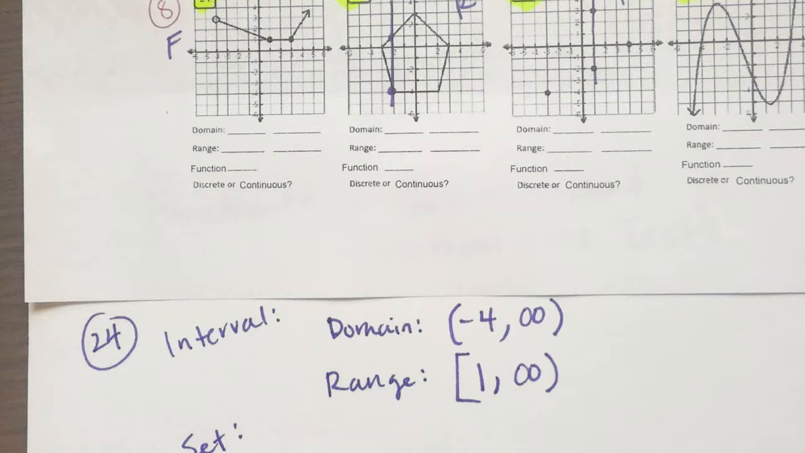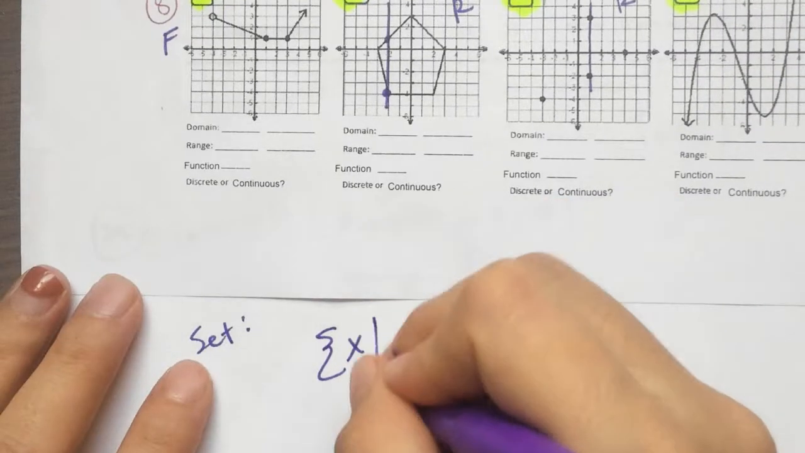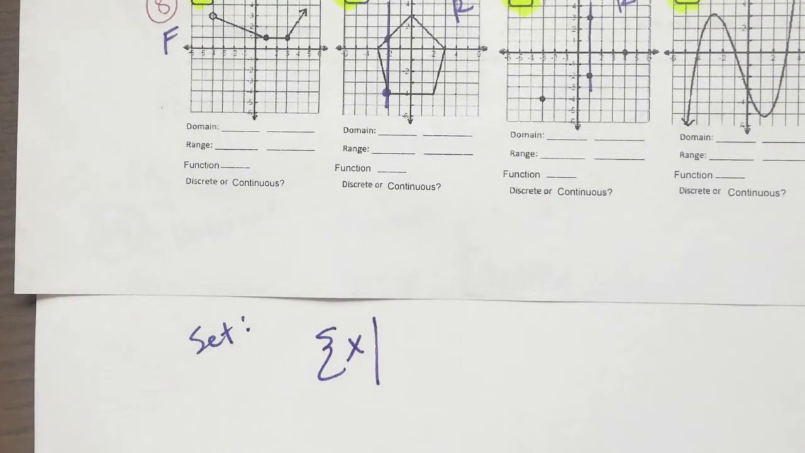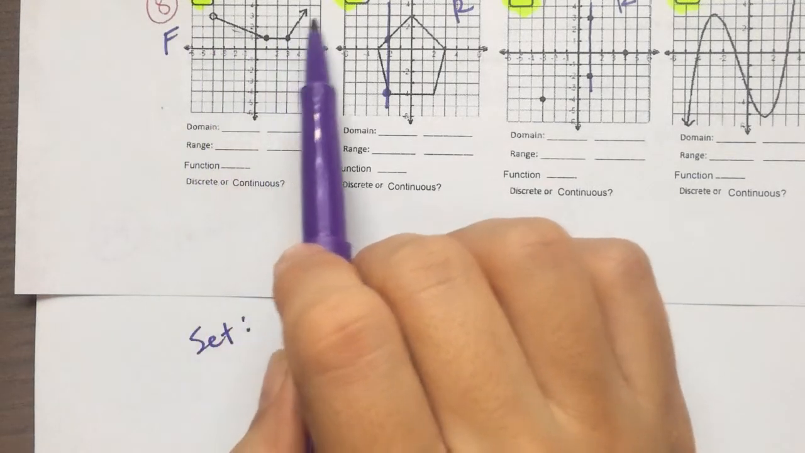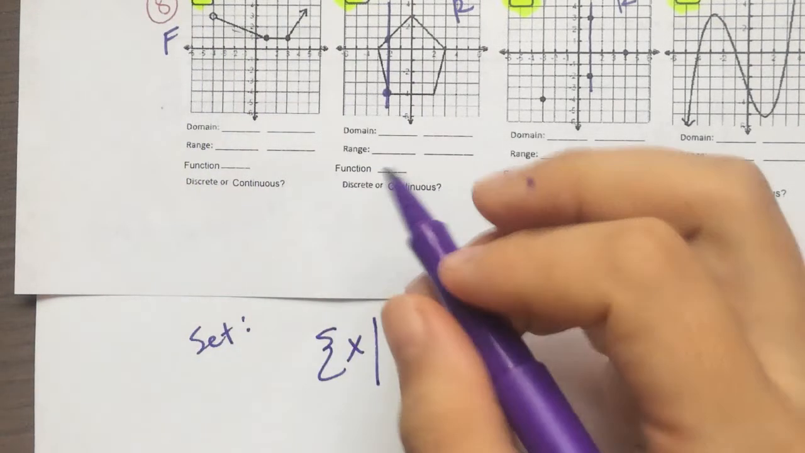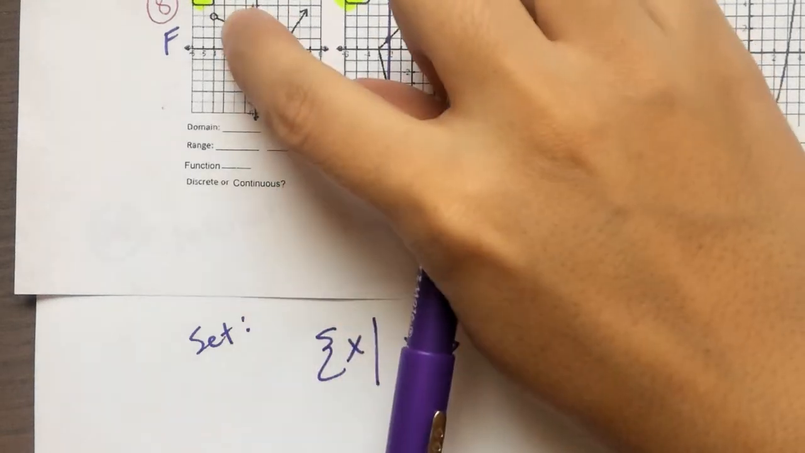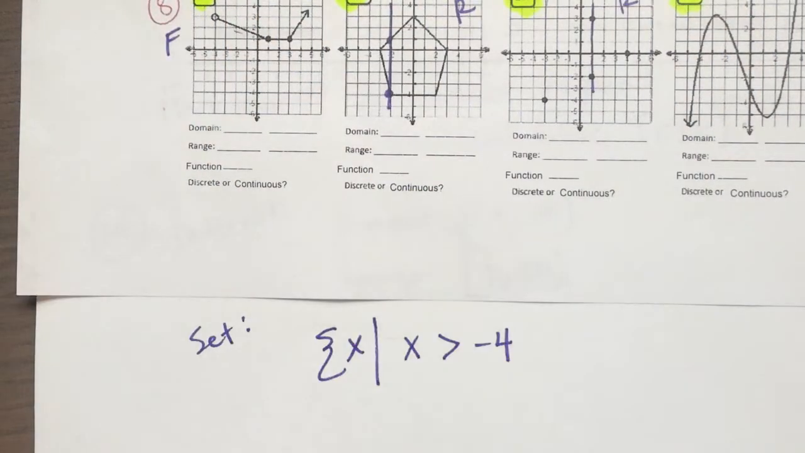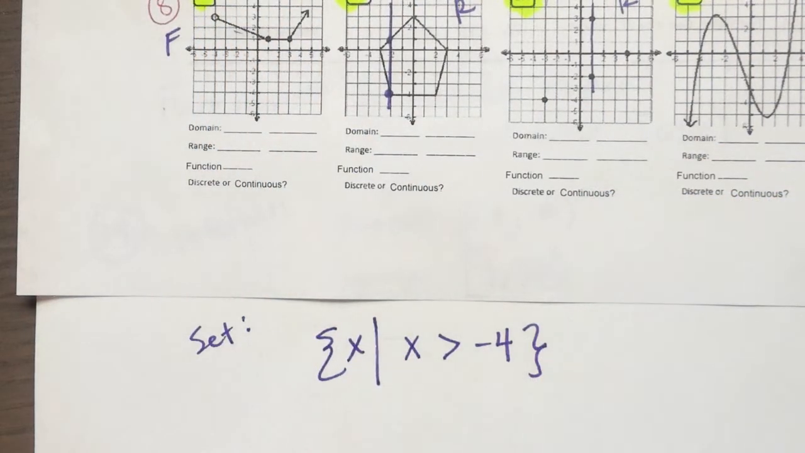Let's talk about set notation. So for set notation, I have my little squiggly brace. X, draw a line. So if we look at this graph right here, it's everything bigger than -4. So I'm going to say x has to be greater than -4. Not equal to, because that's an open circle. And that's it, guys, because it goes forever to the right. So that's the domain for set.